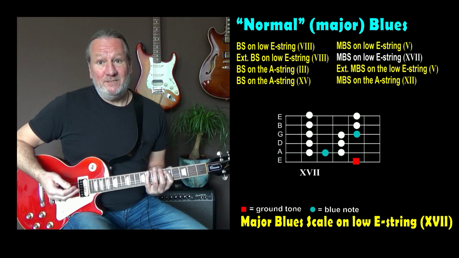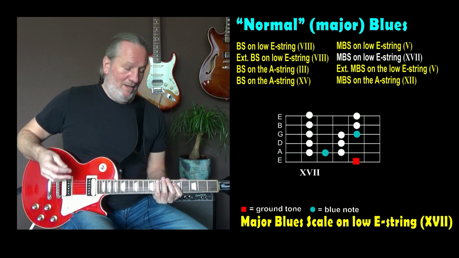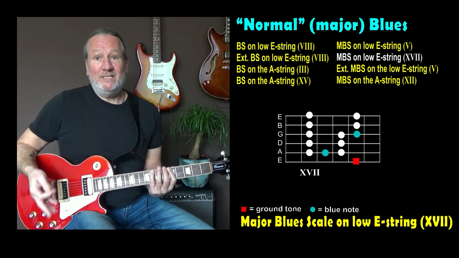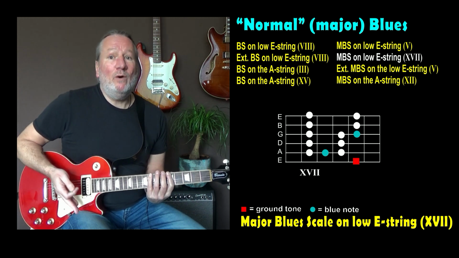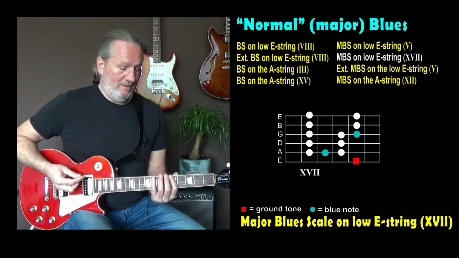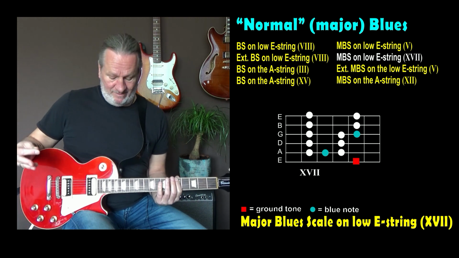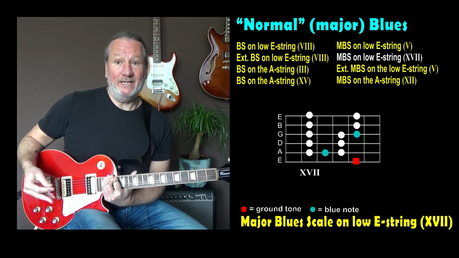So we have just played the C major blues scale. Starting in the 5th position, well, we can do the same here as we did before. We can move it one octave up. Well, 5 plus 12 is 17.